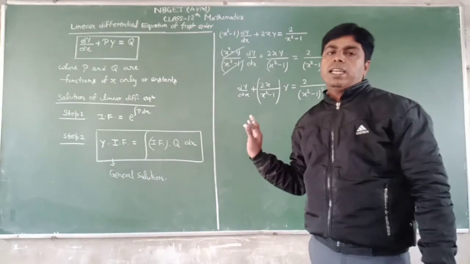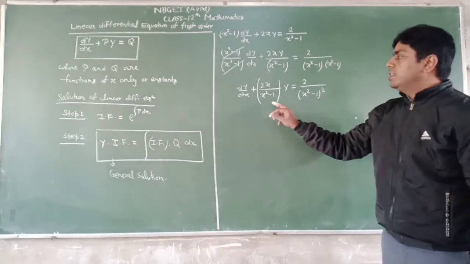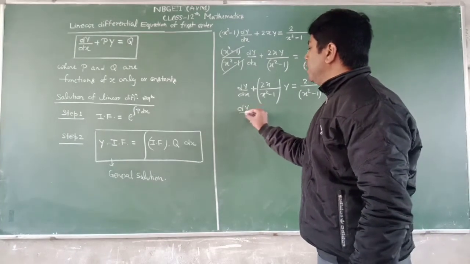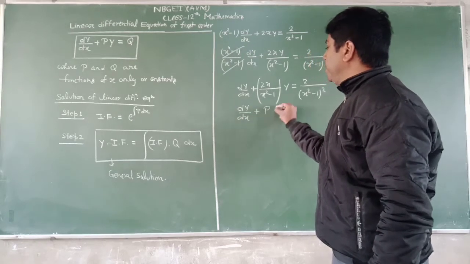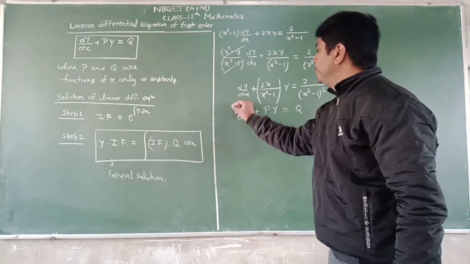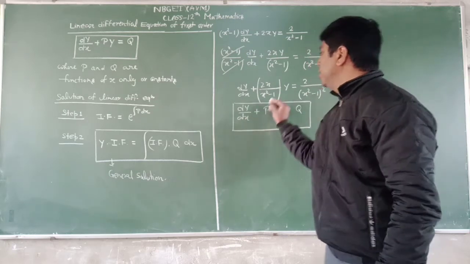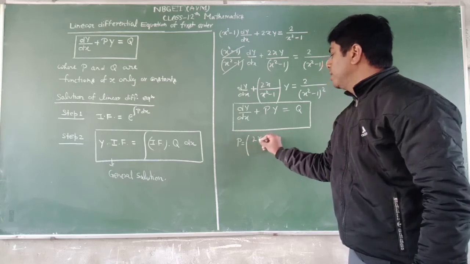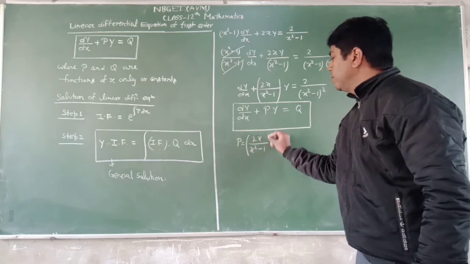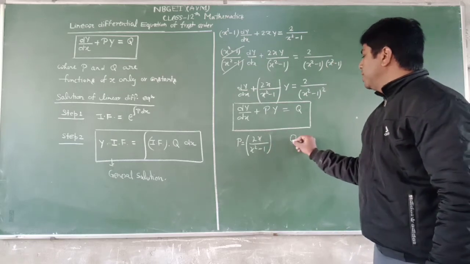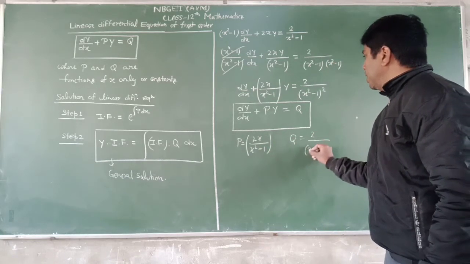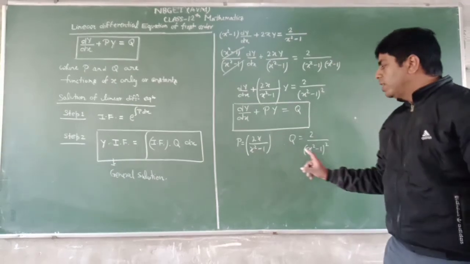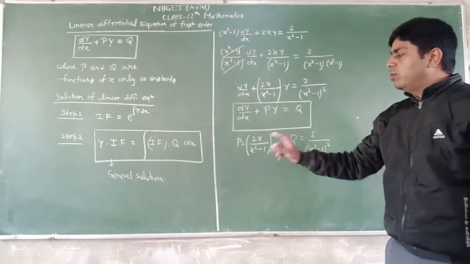Now this linear differential equation has been reduced to the standard form. Now simply we can equate it with dy/dx + Py = Q. The value of P is 2x/(x² − 1) and the value of Q is 2/(x² − 1)². You can see P and Q are functions of x only.